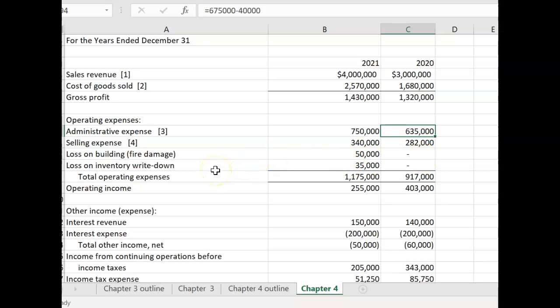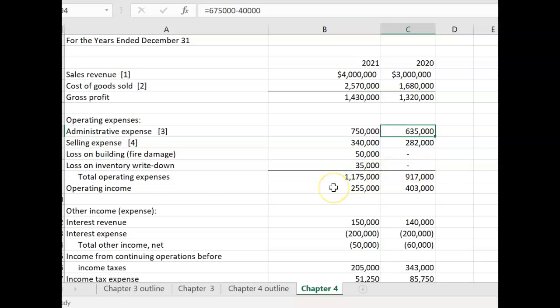And again, the loss of inventory write-offs. We want to give the readers of financial statements additional information of a temporary occurrence, which is $35,000. And the reason it's $35,000 is the inventory cost the company $40,000, and it had to be written down to $5,000. So that's a write-off of $35,000, an expense. And the reason being is a competitor came out with a better product. That did not happen in 2020.